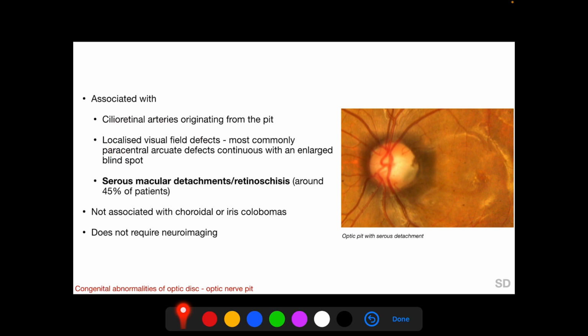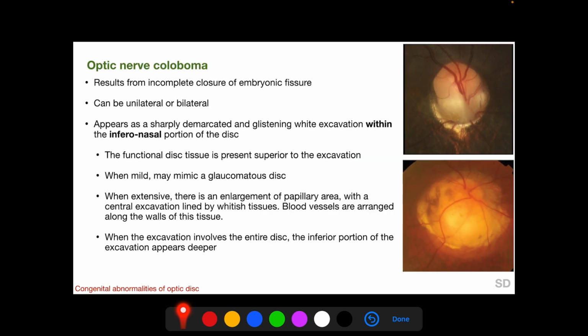They may have localized visual field defects, most commonly paracentral arcuate defects continuous with an enlarged blind spot. More importantly, they may have serous macular detachments or retinoschisis. Around 45% of patients with optic nerve pits may have these detachments. They are however not associated with choroidal or iris colobomas, and they do not require neuroimaging.